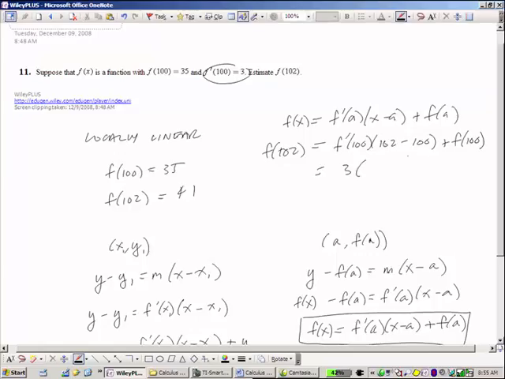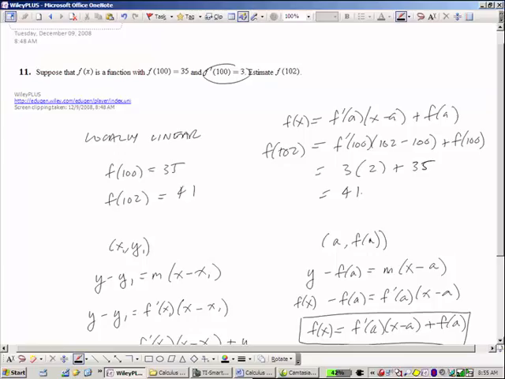So 3 times, what's 102 minus 100? 2, plus what was f of 100? 35. So we get 41. Do you see how that's just a much more formal way of doing what Sam said to do? We're just using the tangent line to approximate.